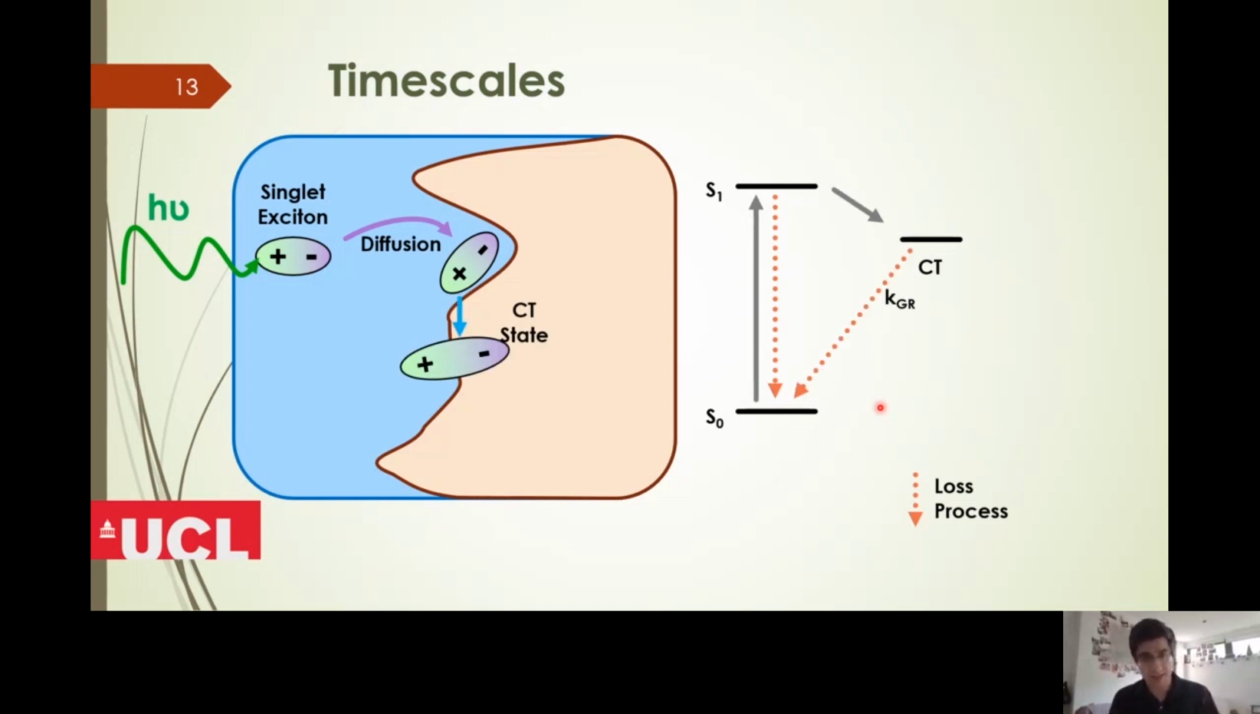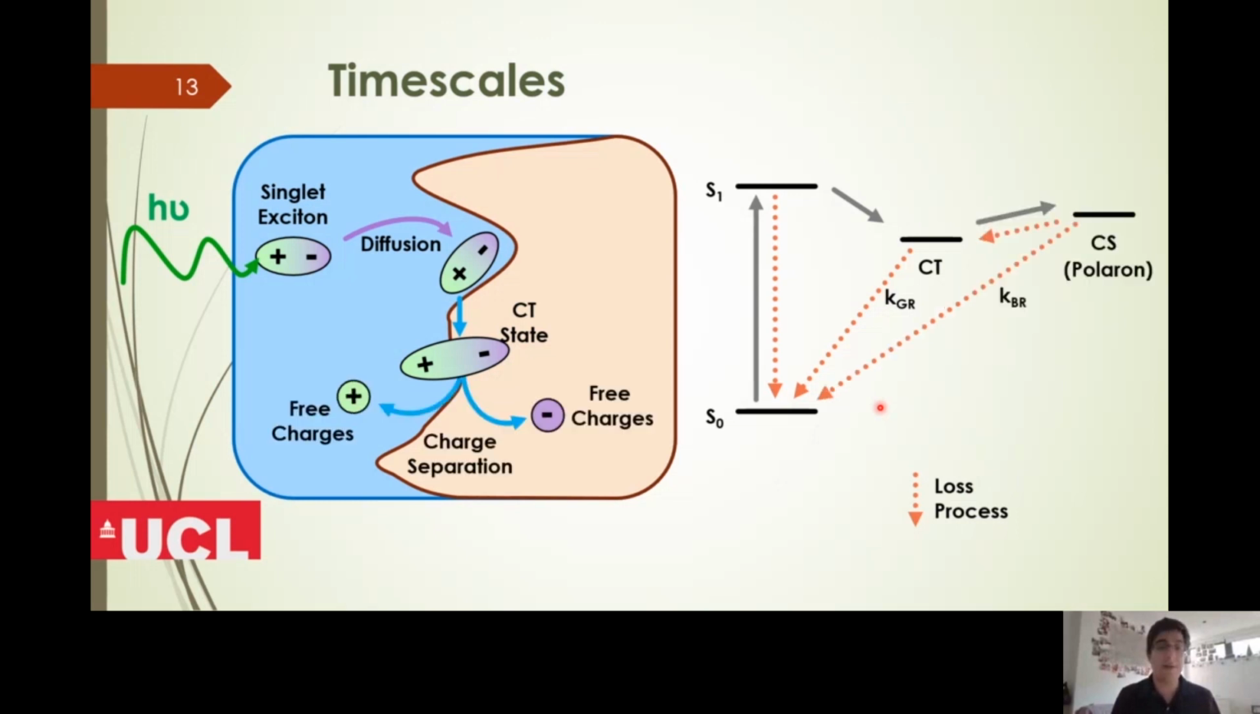If you are lucky, this singlet is going to create what we call a CT state, which is a mixed state between the donor and acceptor state. And then this CT state is going to be able to split into free charges, and the hole is going to be in the donor, and the electron is going to be in the acceptor.